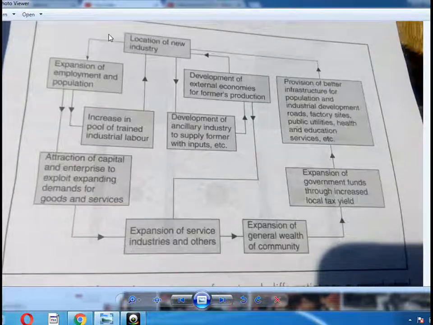So labor for new industry and expanding employment, industry increases, goods and services attraction, demand increases, expansion of services, expansion of regional wealth, government funds, all are increasing. Now it works in a cyclic way. I think it will help you.